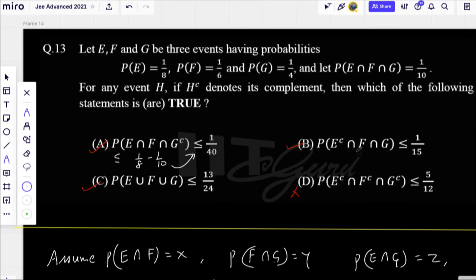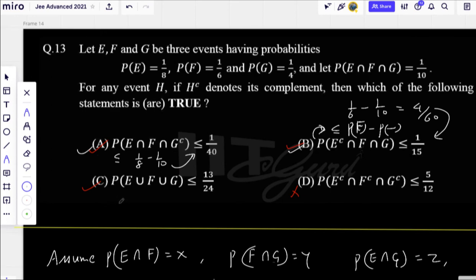If you consider this one, this part will be less or equal to probability of F minus probability of the entire intersection. What is probability of F? That is 1 by 6. So we can write 1 by 6 minus 1 by 10, that is 4 by 60, and that is 1 by 15. So this option is also correct. This option is also correct.